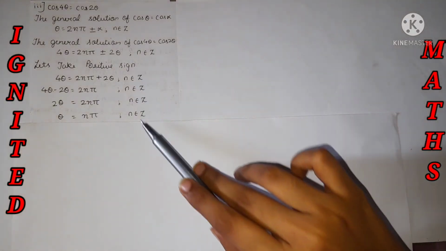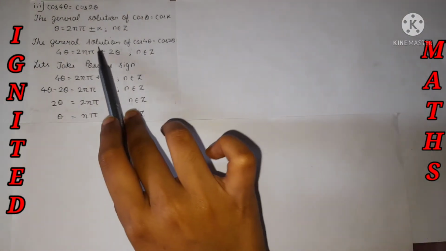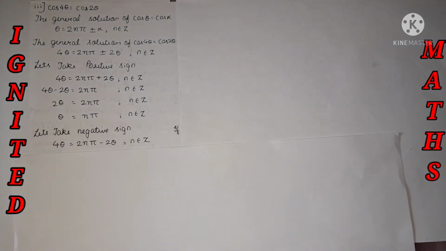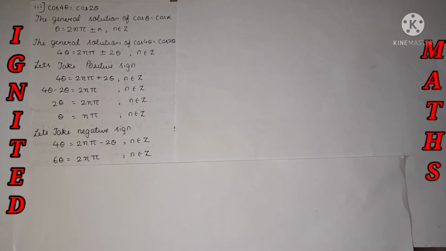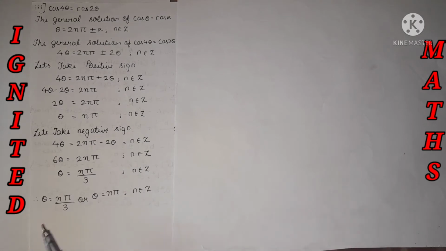Over here we have taken the positive sign. So let's take the negative sign. The other part is 2 n pi minus 2 theta. So 4 theta is equal to 2 n pi minus 2 theta. So 4 theta plus 2 theta is 6 theta, which is equal to 2 n pi. So the theta value is equal to n pi by 3, in which n belongs to integers. So theta is n pi by 3, otherwise n pi, in which n belongs to integers. This is the general solution.